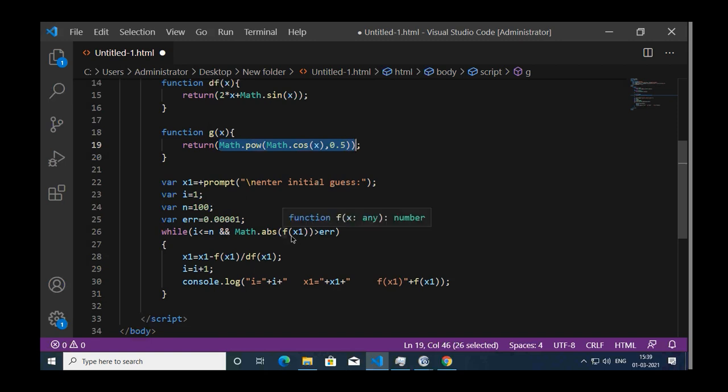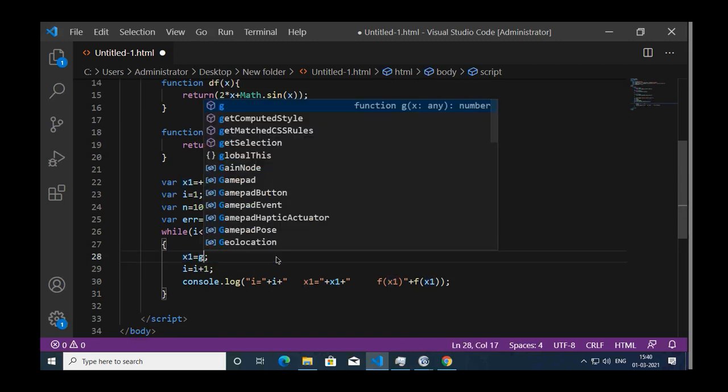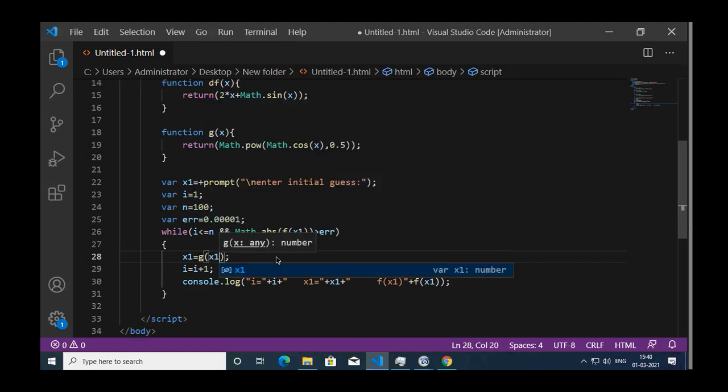So here in this case, f of x1 is required. Why is it required? Because I always want to check the function value. And here x1 equal to g of x1. This is the only change I will require. That's it. If I make these changes, it becomes a program for the successive approximation method.